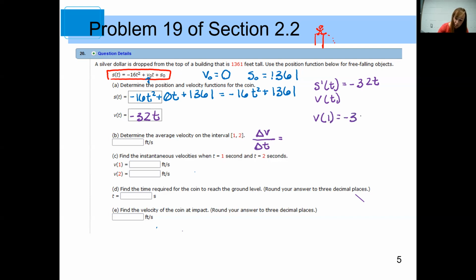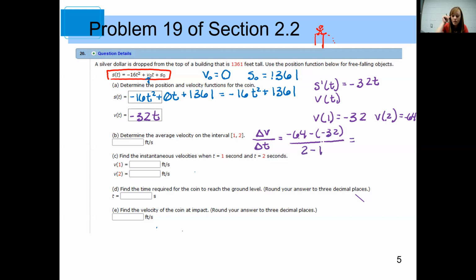In this case, that's going to be a negative 32. And then we also want to know what v is when t equals 2. So plugging that into the function, we get a negative 64. So my change in v is going to be negative 64 minus a negative 32 over my change in time, which is going to be 2 minus 1.